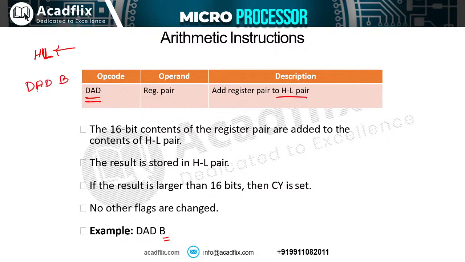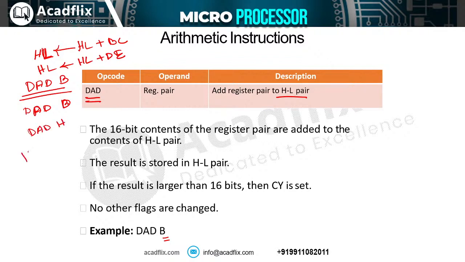This question has been asked in the internet 2016 two times. If you have DAD B, this means that you are adding the value of the register pair HL with the register pair specified in this, that is BC. If you have DAD D, that means you are adding the value of register pair HL with the register pair DE. If you have DAD H, that means you are adding the value of register pair HL with register pair HL.